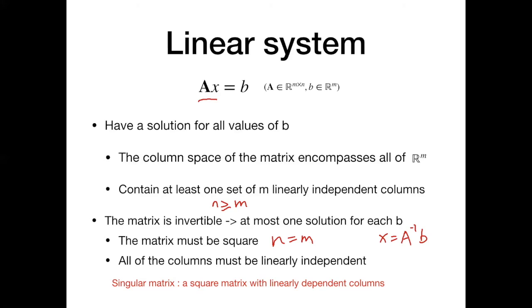Another concept is the singular matrix. It represents a square matrix, but with linearly dependent columns. So if A is not a square matrix, or A is square but singular, it doesn't mean that there is no solution for these equations. It can still be possible to find solutions to the equations, but we cannot use the method of matrix inverse to find the solution.